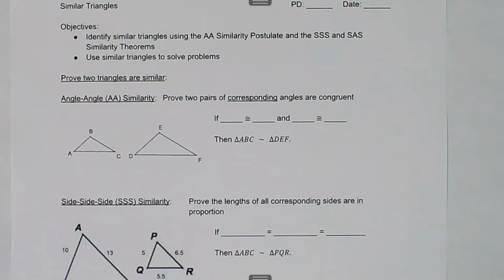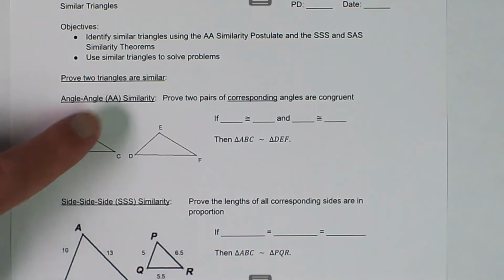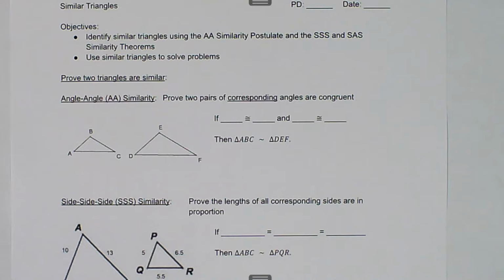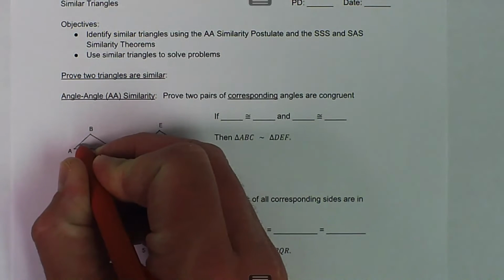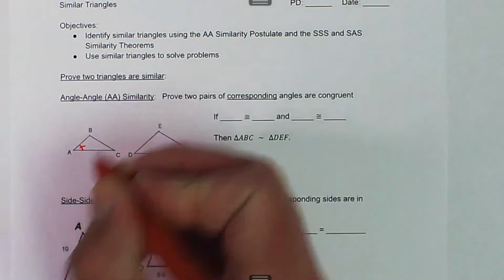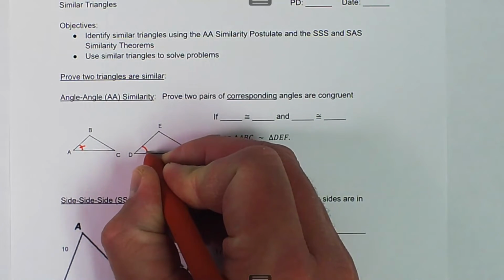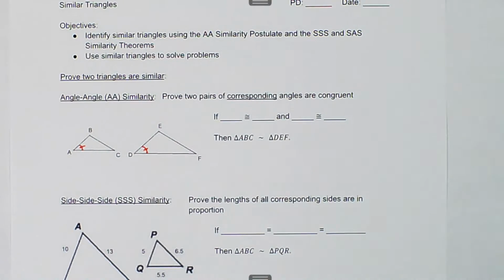The first one is angle-angle or AA similarity. Now, really it should be AAA, but if you know 2 of the angles, you can always calculate the third one. So if 2 of them are congruent, then the third one is also going to have to be congruent. It says prove 2 pairs of corresponding angles are congruent. Okay, so to start with, I'm going to just mark on these triangles, and you can't just mark your own congruent marks. In the example problems, they will be marked for you already.